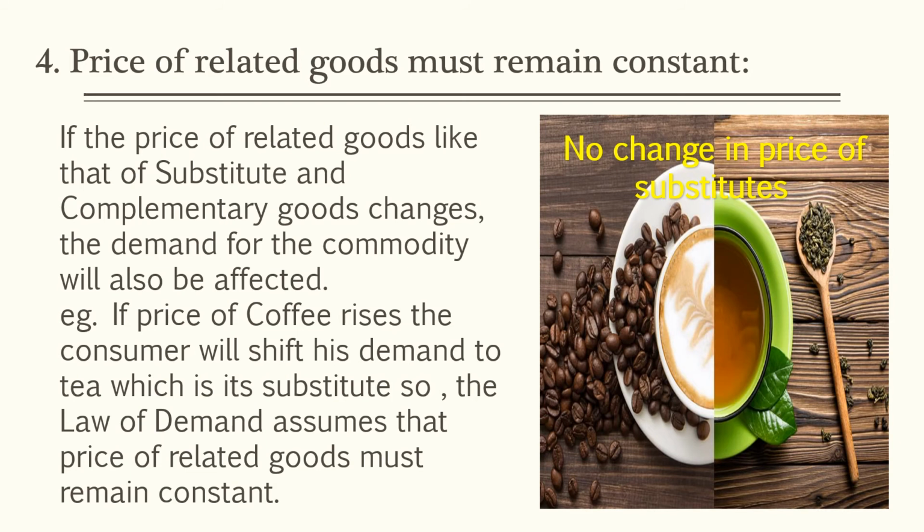The consumer may not behave according to the law of demand simply because the price of the substitute good has changed. So the consumer's behavior will change accordingly and it may not go according to the law of demand. So if the law is to be true, then the price of related goods must be assumed to be constant or same. There should be no change in the price of substitute or complementary goods.